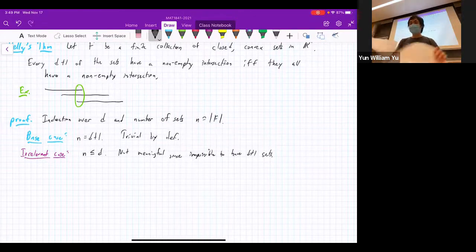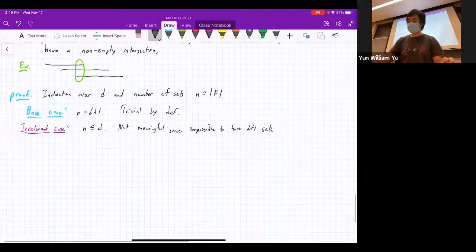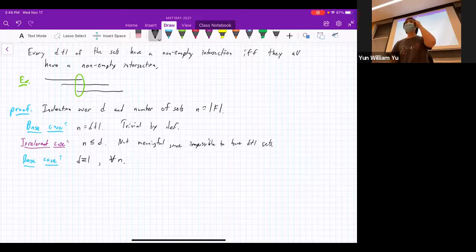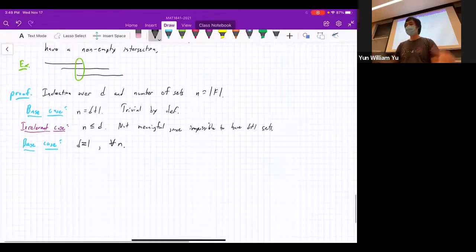Let's discuss a slightly more interesting case now. So this is going to be another one of our base cases. Let's say that d is equal to one for all n. Okay, so this is now slightly non-trivial because we're basically saying that we're going to prove this in one dimension, and then we're going to use induction on all the other dimensions. So in one dimension, what is a closed convex set in one dimension?